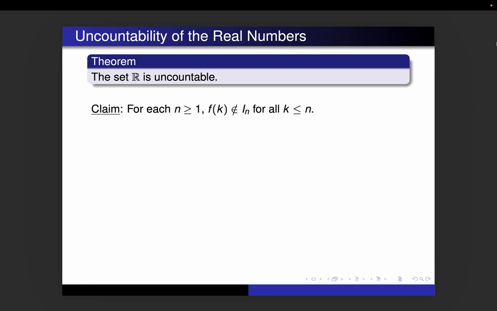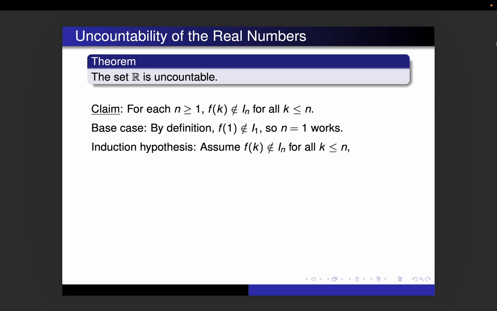And we've got a claim that we have to prove before we get to the very end, and that is for all the n's greater than or equal to 1, f of k is not in I_n for all k less than or equal to n. Now we constructed I_n so that it doesn't include f of n, but not only does it not contain f of n, it doesn't contain f of any of the other previous ones. So we're going to prove this by induction. We start with the base case, n equals 1. By the way we constructed I_1, f of 1 is not in it. So that takes care of our base case.